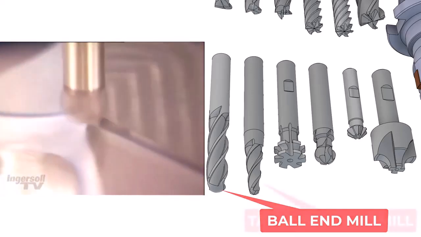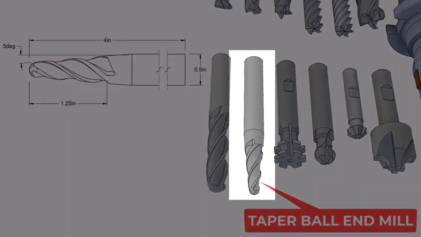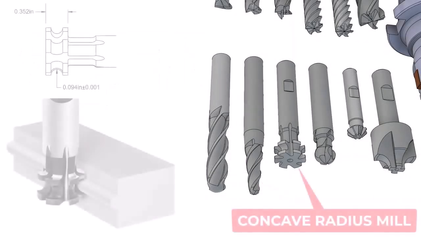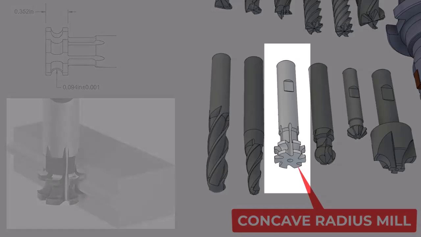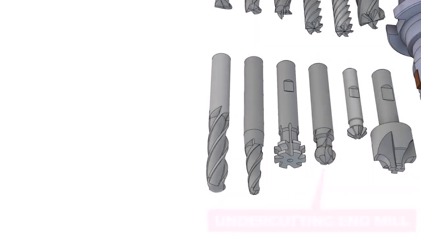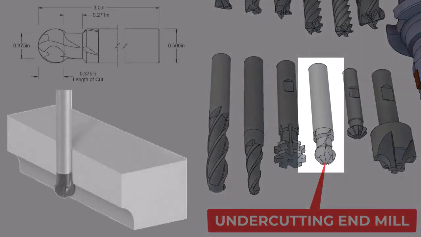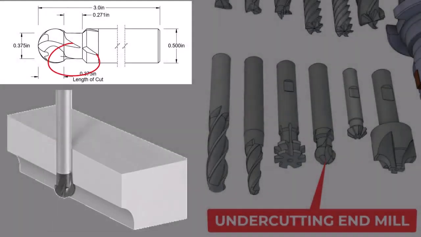For even finer detail or getting into tight areas, taper ball mill cutters are used. Concave radius mills are used for when a contour is desired. There are also convex radius mills. Undercutting end mills are used as well for complex shapes, undercuts, and cavities not easily reached with traditional end mills. They have a reduced neck to extend into confined areas.